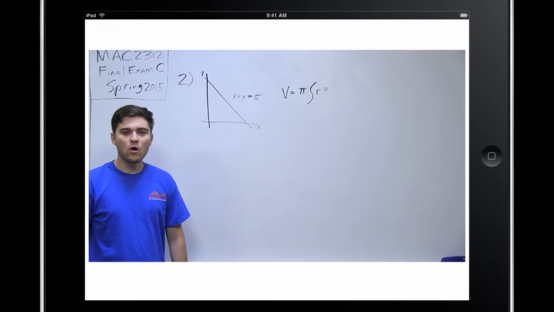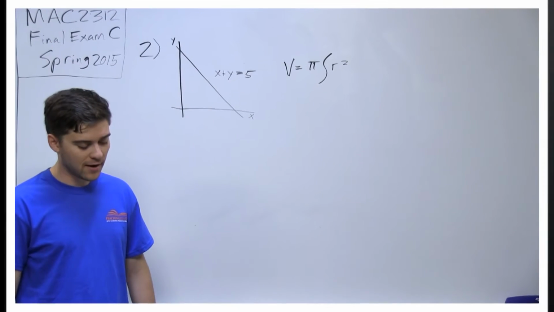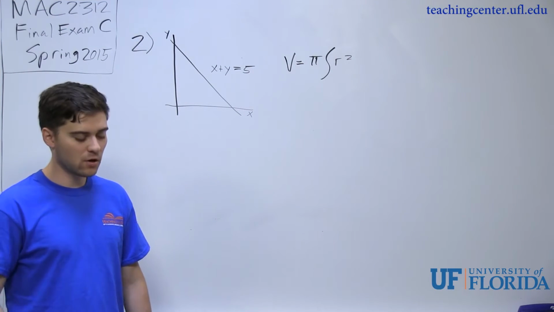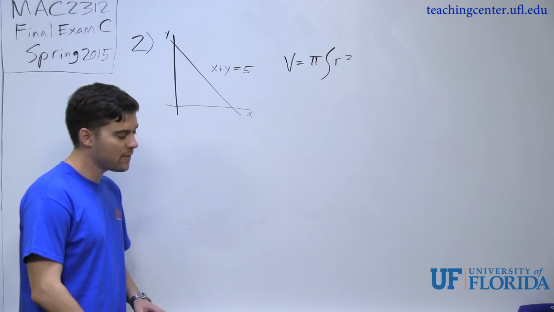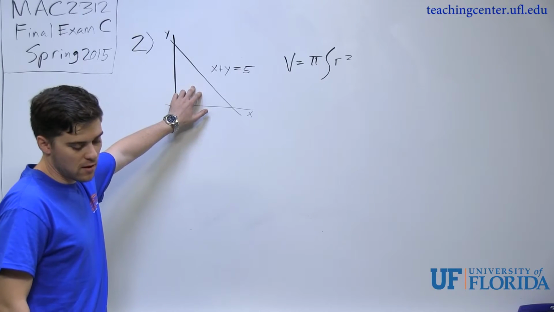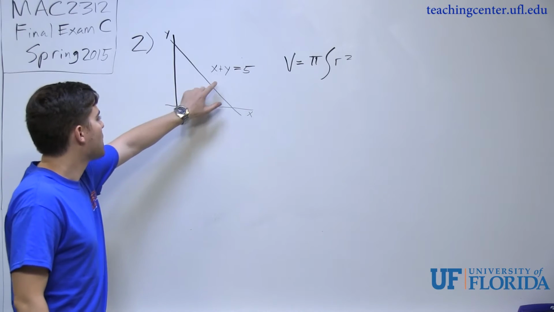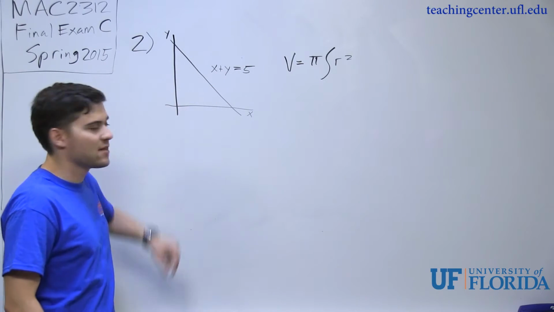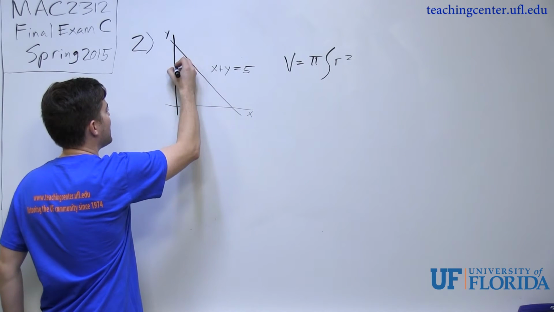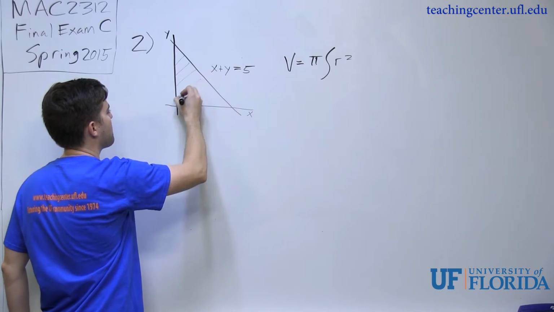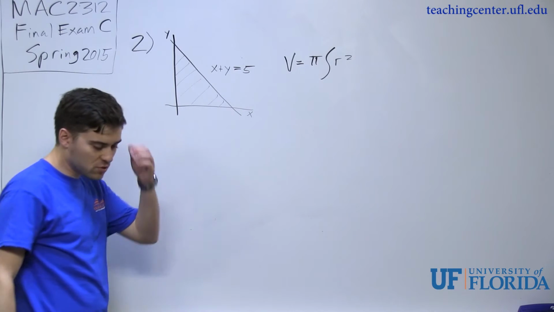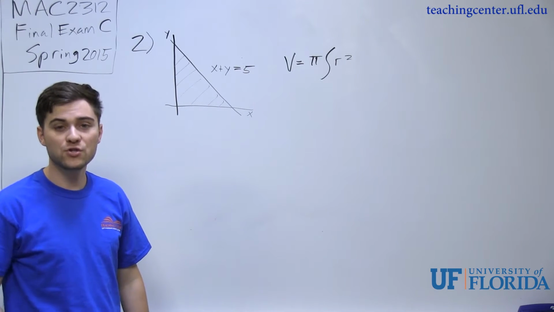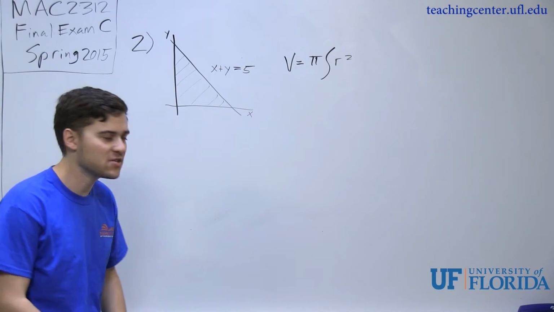Problem number 2 on the exam is asking you to find the integral that calculates the volume of a given solid. It describes that solid with a base that is a triangle enclosed by x plus y equals 5, and the x-axis and the y-axis. So this area in here is the base. Now it also describes that the cross sections perpendicular to the y-axis are semicircles.